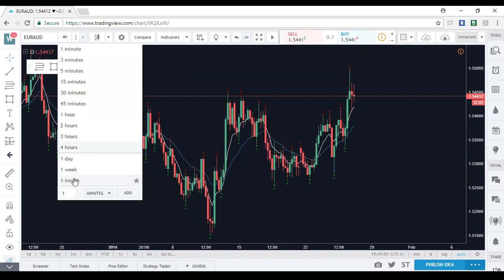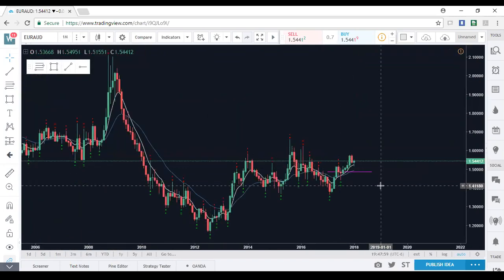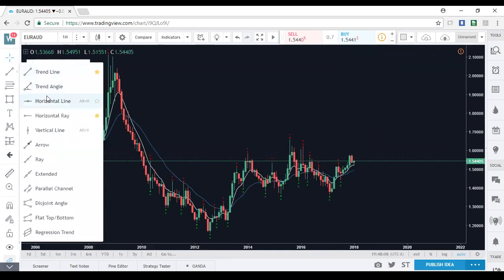All right, so what I'm going to do now, guys, I'm going to mark up this chart for you guys. This is Euro AUD. I'm going to do a quick markup of it, and then I'm going to show you how to find the order block and things like that.